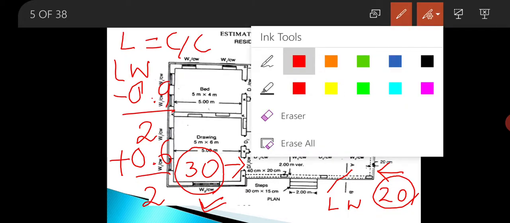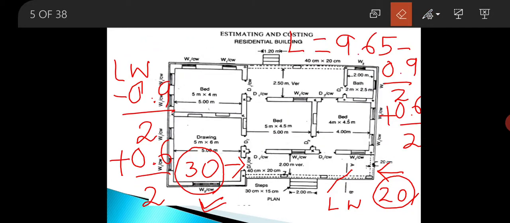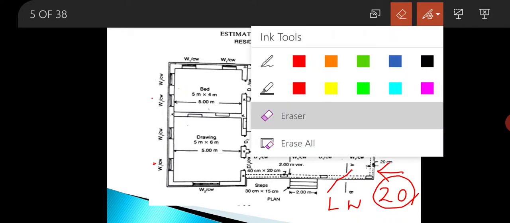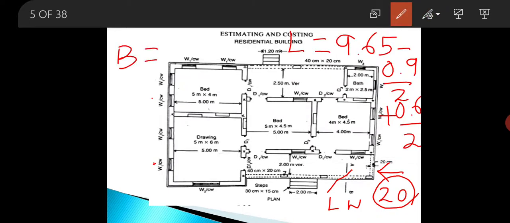After the length part is over, we move to the breadth. This long wall is 20 centimeter thick, 20 centimeter width. So the width of the excavation work will be 0.6, because the 20 centimeter wall has a width of excavation of 0.6.